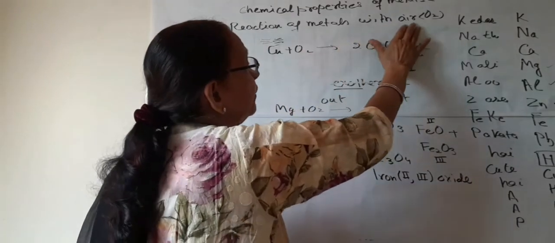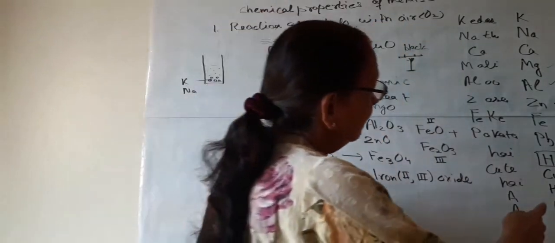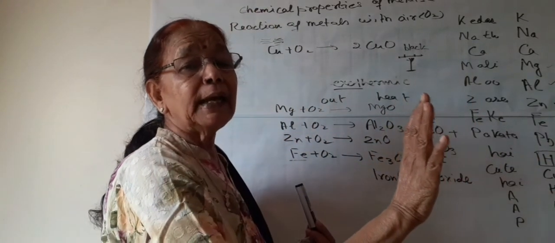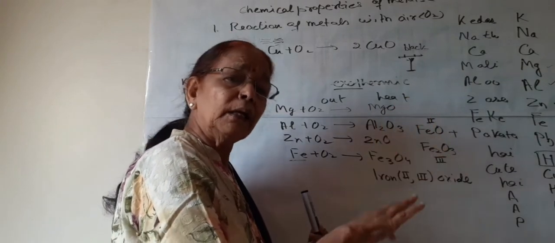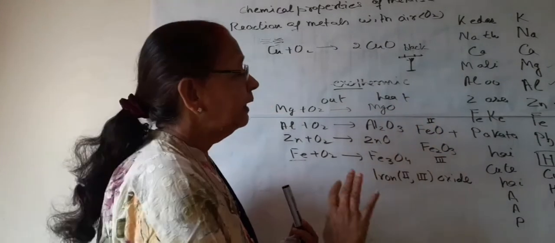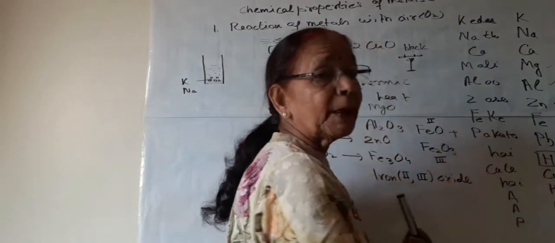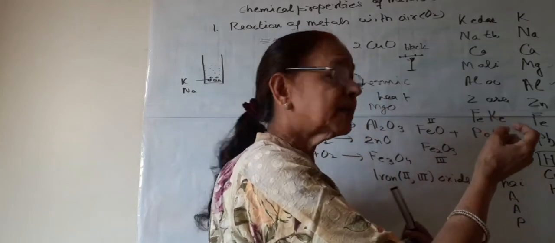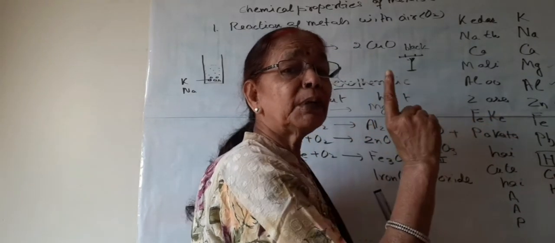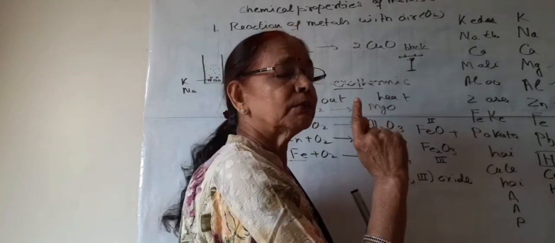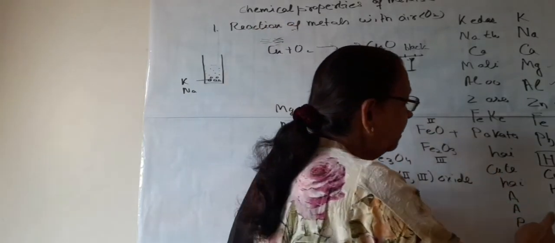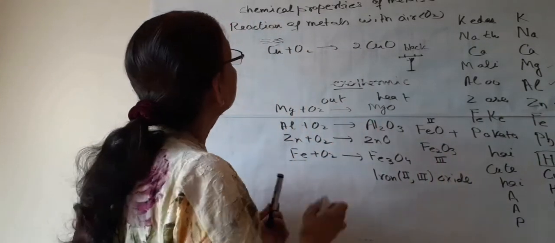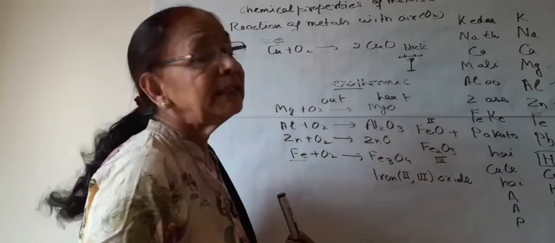So this is how metals react with air or oxygen. Silver, gold and platinum do not react with air in any condition. In cold or in heat, they do not react with oxygen. That's why we see that silver sometimes reacts not with oxygen but with sulfur. Silver sulfide is formed, but these two do not react with oxygen. So this is how metals react with air.